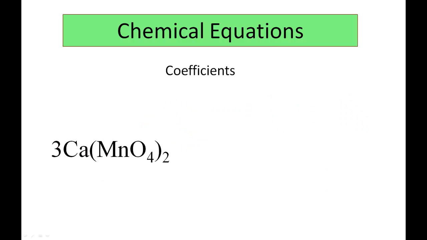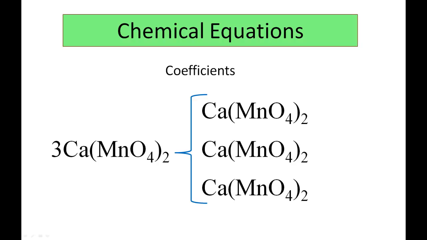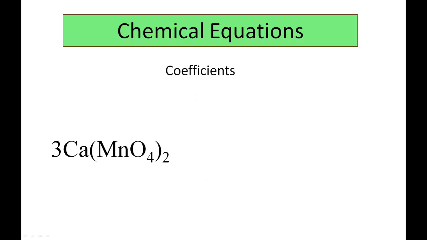This is 3 calcium permanganates. So if you were to see a chemical equation and you saw a 3 in front of it, what it really means is that we have written it down 3 times. There's 3 different formula units of calcium permanganate. So let's go through the compound of calcium permanganate and see how many of each element there are. Notice that we have 1 calcium in calcium permanganate, but we have 3 calcium permanganates. So that would give us 3 calciums in there.